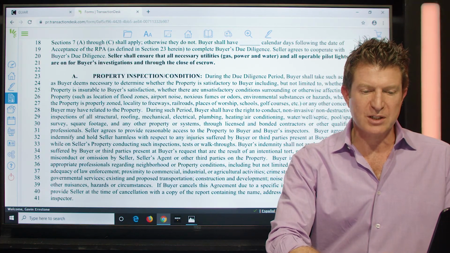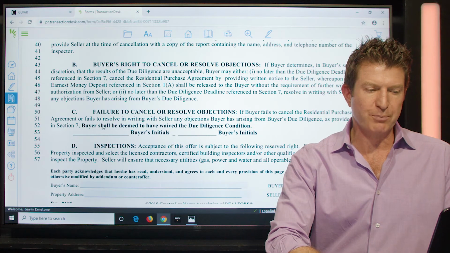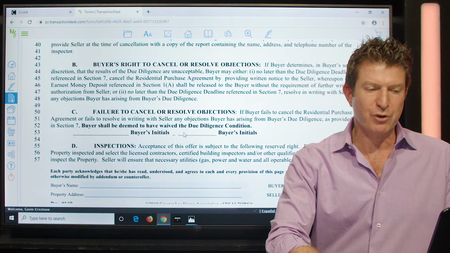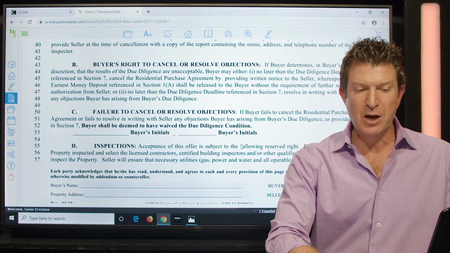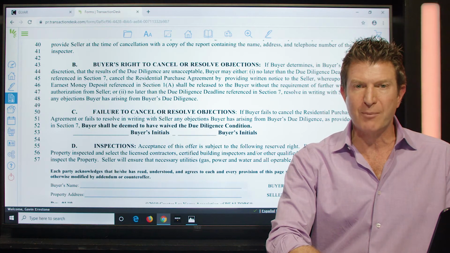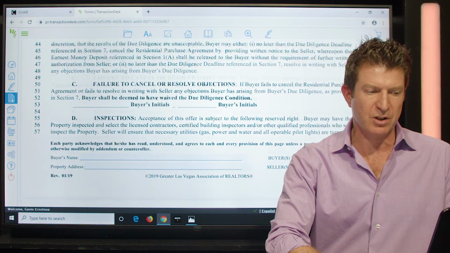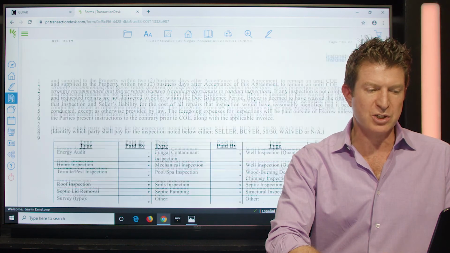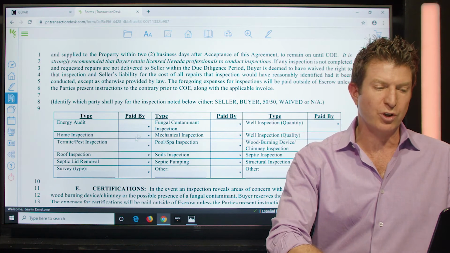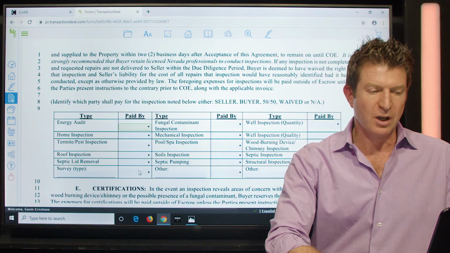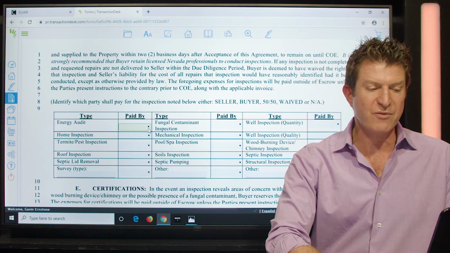It talks about the various things, property inspections, etc. Again, initials are very important in all of these. This talks about if you fail to cancel or resolve any objections, then your buyer is bound by the contract. So if you let a time frame lapse, then it will be deemed that your buyer accepted any due diligence period as being over. Talks about inspections. This is talking about the various inspections and who pays for them. Energy audit, it's as simple as going through and saying who's paying and who's not. If you're not doing one, waive it.